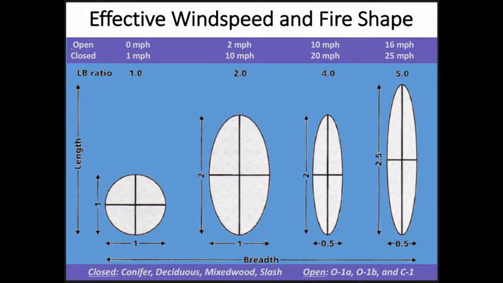Using the estimated or forecasted effective wind speed, and knowing the fuel type the fire is burning through, the shape of the fire can be visualized and drawn on a map. You will notice that the open fuel beds, more exposed to surface winds, have longer and narrower shapes than closed fuel beds. For example, in the FBP system, a fire burning in a closed fuel type with a wind speed of 10 miles per hour has a length to width ratio of 2 to 1. The same wind on an open fuel type produces a 4 to 1 ratio and results in a much more elongated fire.